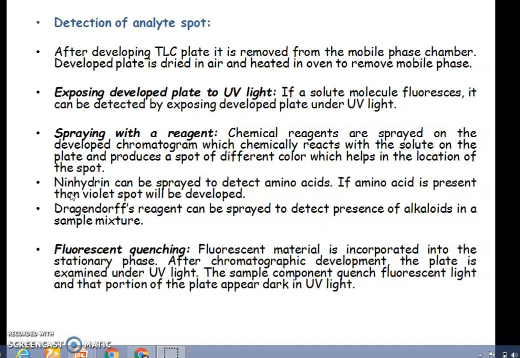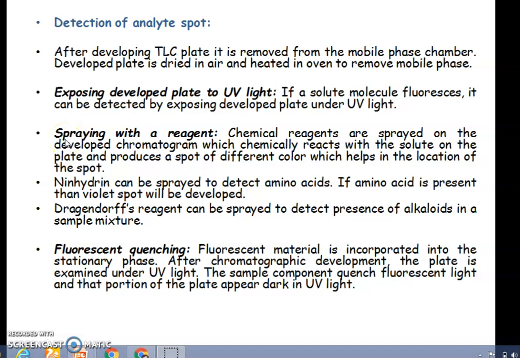After developing a TLC plate, it is removed from the mobile phase chamber, and the developed plate is dried in air and heated in an oven to remove the mobile phase. The first method of detecting analyte spots is exposing the developed plate to UV light. If a solute molecule fluoresces, it can be detected by exposing the developed plate in a UV cabinet, where the spot will appear as a fluorescent spot.